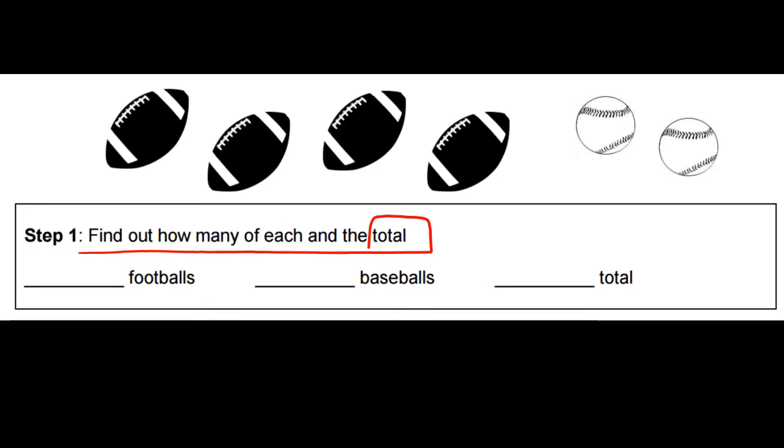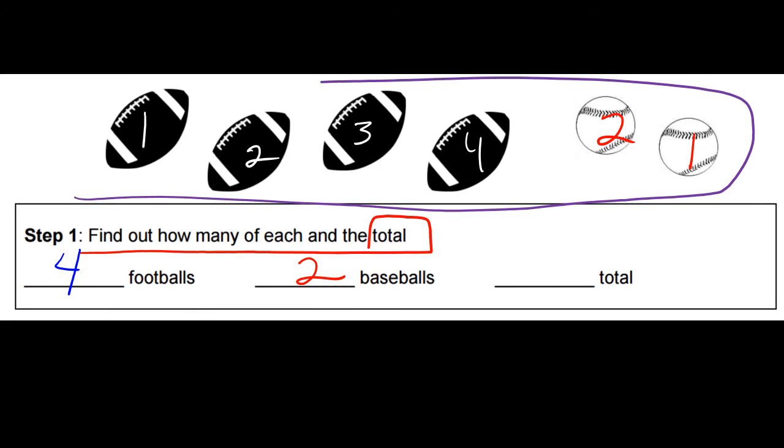And so let's go ahead and do this really quickly. We can see that there are 4 footballs. We label those 1, 2, 3, 4. Make sure our count is accurate. We can say that we have 4 footballs. We notice that there are 2 baseballs, 1 and 2. So we have 2 baseballs. And we're going to count up the total number of sporting equipment that we have here. And so when we count them all together, there are 6 total items. So step 1 in figuring out the ratios, let's figure out how many you have in each category.